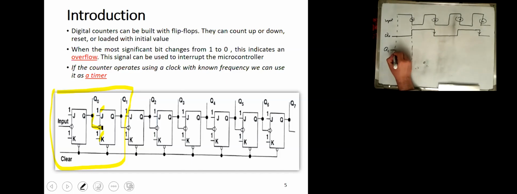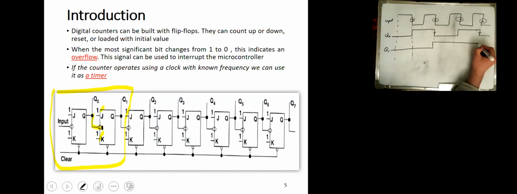So Q1, if we assume it is 0 initially, it will stay 0 until this falling edge. And at this falling edge, it will be complemented or toggled, and it will stay the same until we receive the next falling edge. Of course, this is just one example of a counter. You can design counters in different ways.